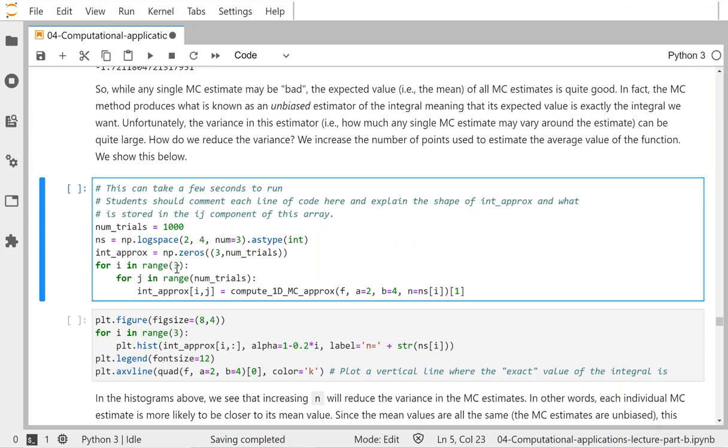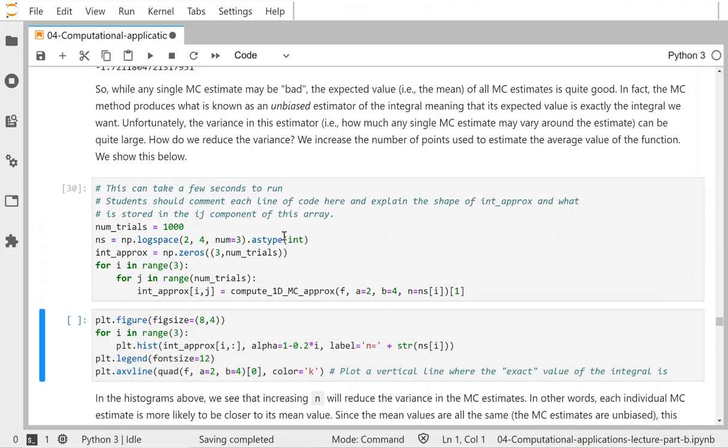For i in the range of 3, for j in the range of number of trials, I will then create an integral approximation I store in this 2-dimensional array of size 3 by number of trials. I compute these various 1D approximations with these n's. You should really comment every single line of code here and explain the shape and what's going on. That is a very good thing for you to do.